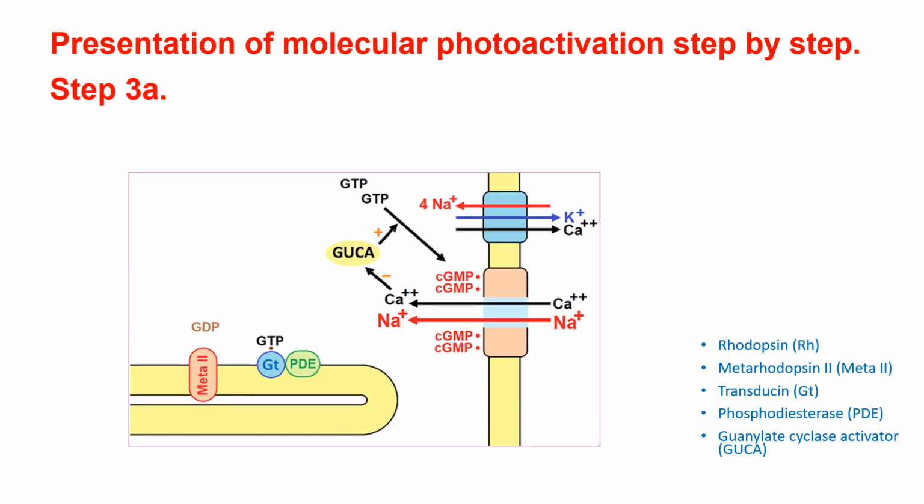Step 3. The alpha subunit GTP complex activates phosphodiesterase, also known as PDE6. It binds to one of two regulatory subunits of PDE, which itself is a tetramer, and stimulates its activity. Step 4. PDE hydrolyzes cGMP, forming GMP. This lowers the intracellular concentration of cGMP and therefore the sodium channels close.